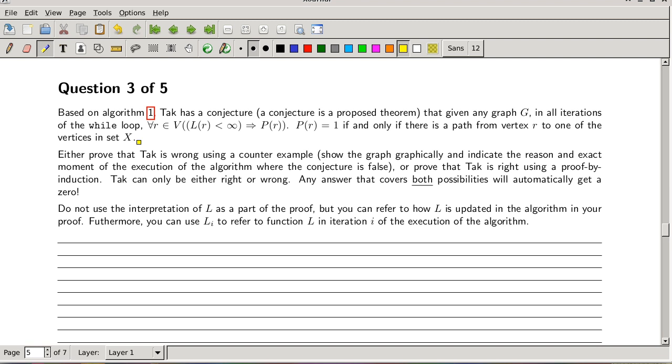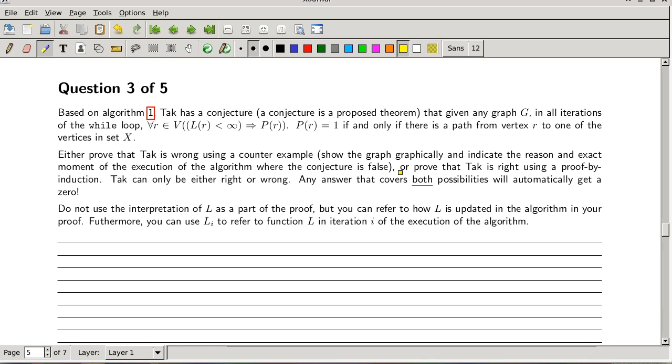So that's a conjecture. It doesn't mean it's true. It doesn't mean it is given to be true. It is a suspicion that this is true. So the job of students from last year is to do one of the two. Either prove me wrong using a counterexample. How do you use a counterexample? Come up with a particular example where a particular vertex will get an L value that is not infinity, and a path does not exist from r to a destination vertex. Following Dijkstra's algorithm, somehow that scenario happens. So that's proving a conjecture is wrong using a counterexample.